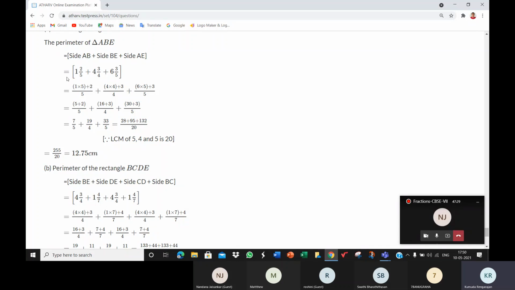You need to find the perimeter of the triangle. You need to find the sum of the three sides: side AB plus side BE plus side AE. Add the lengths of the three sides. You have to convert these to improper fractions, find the LCM, and perform the addition.